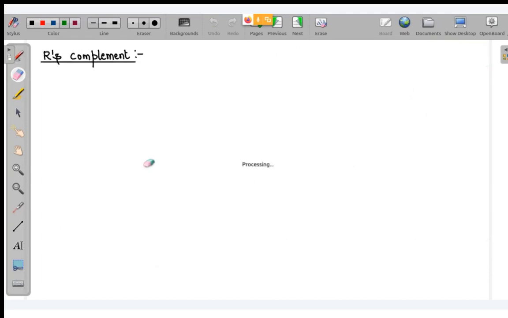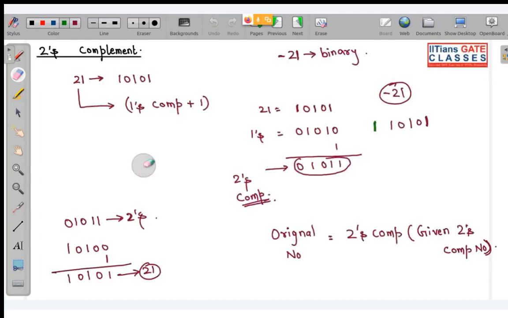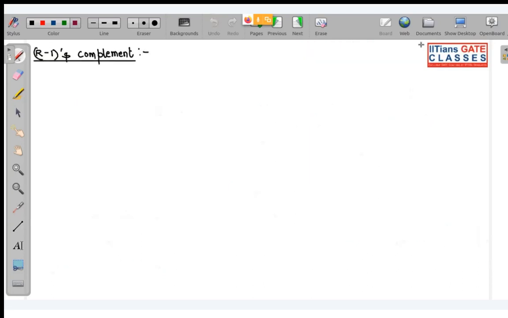Here I have talked about r's complement and (r minus 1)'s complement. At the moment, I will keep the question of how we represent negative numbers unanswered. Now look, we have something known as (r minus 1)'s complement and r's complement.